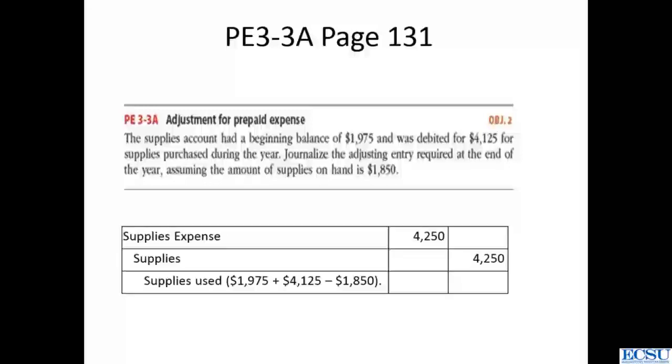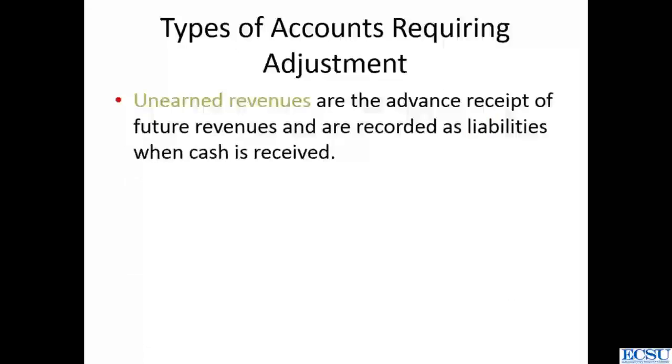So therefore, I need to do this journal entry in the books of accounts to adjust the supplies account. The supplies account will be credited. Why? Because I have used up the supplies, therefore it is reduced. And because I have used the supplies, I have to open a supplies expense account, and it was zero right now. Now it is going up to 4,250. So expense has increased, so that's why I'm debiting it, and supplies is credited because I am reducing it.